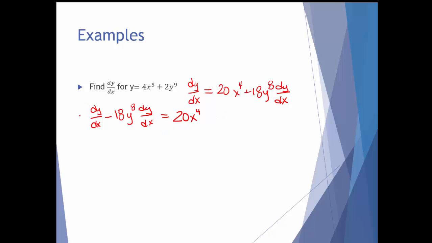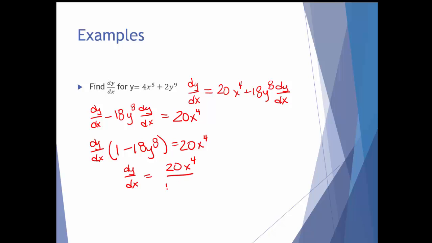What that's going to allow me to do is notice the two terms on the left now have dy/dx in common, which means I can factor it out. So I get dy/dx times 1 minus 18y to the 8th equals 20x raised to the 4th power. Now I'm down to 1 dy/dx in my equation instead of 2, so I can solve for it. The operation going on here is multiplication, so I'm going to divide so that dy/dx equals 20x to the 4th divided by 1 minus 18y to the 8th. And that's my derivative.